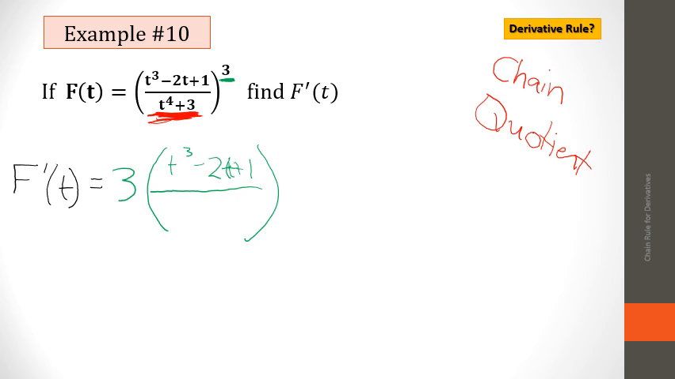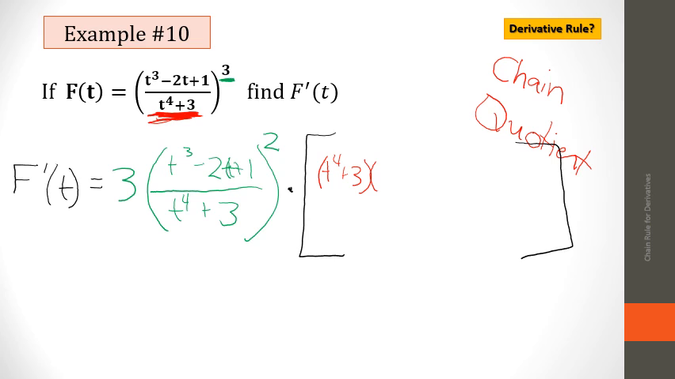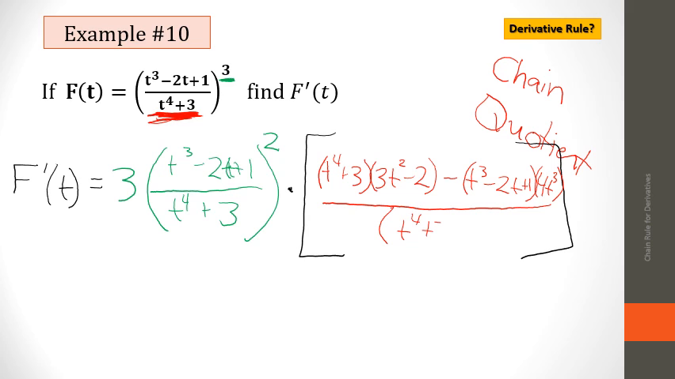Oh, my t's look like pluses. And the new power is 1 less. And then that is multiplied by the derivative of the inside function. Okay, but the derivative of the inside function is the quotient rule. So the quotient rule is bottom times the derivative of the top minus the top times the derivative of the bottom all over the bottom squared.